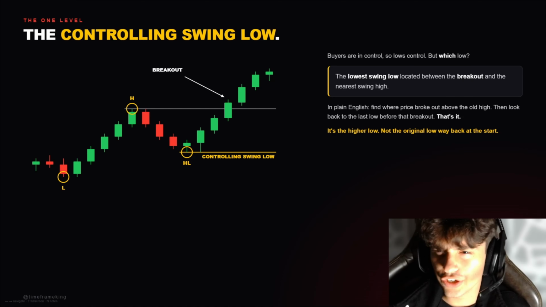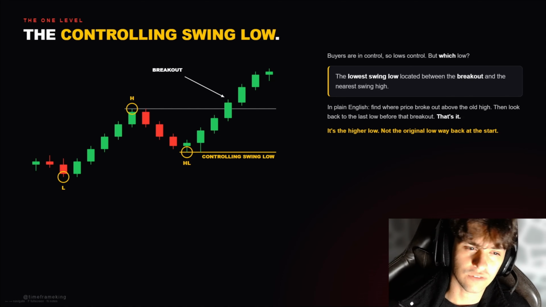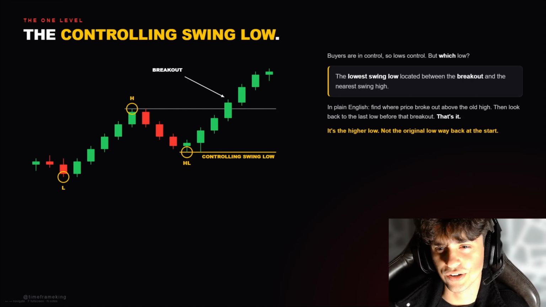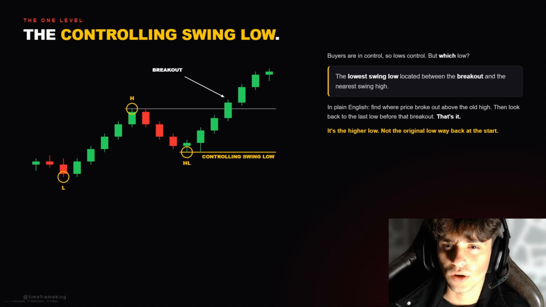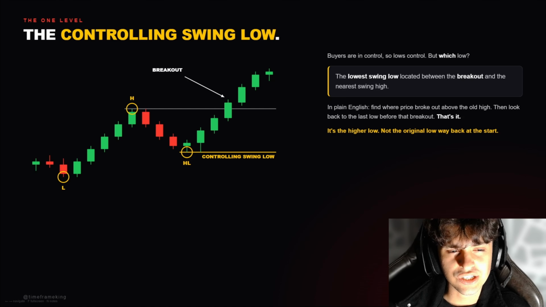Not the original low way back at the start of the move. No, this is just the higher low, and people get that wrong. They consistently switch the lows and they end up with the stop too wide. But here it is, the controlling swing low, that's your level.